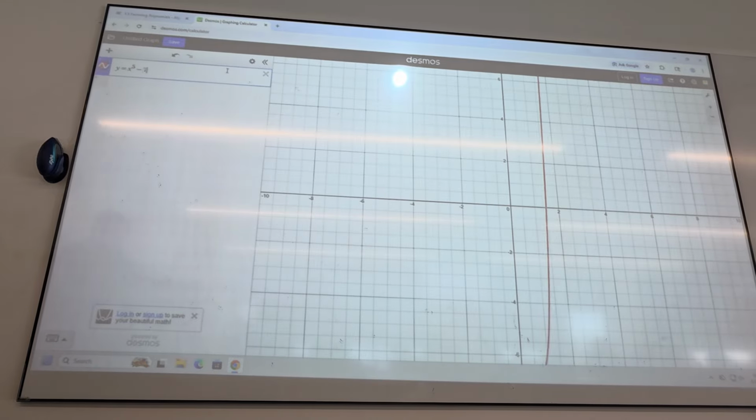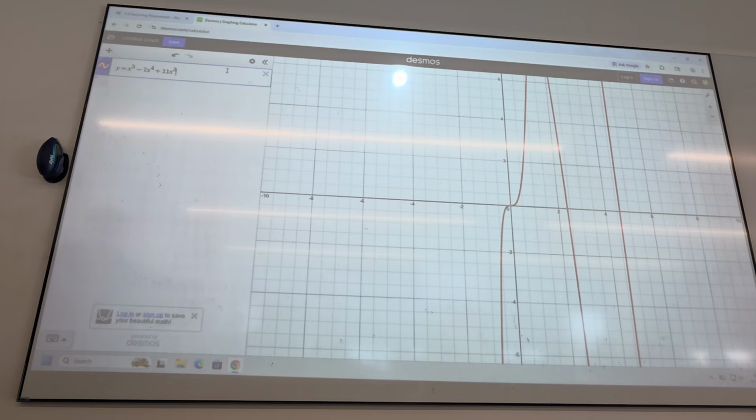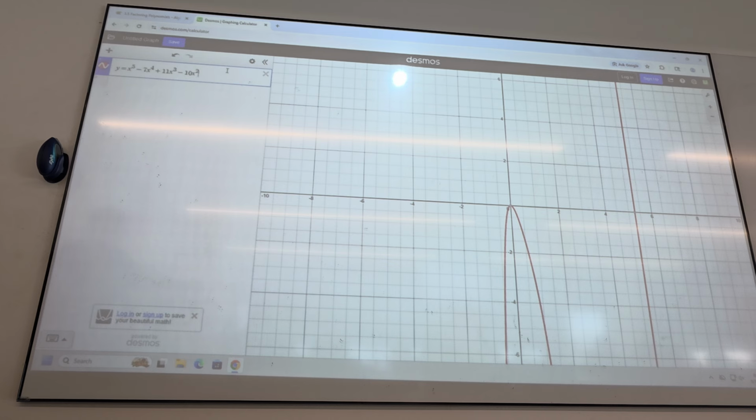Minus 7x to the 4th. Plus 11x cubed. Minus 10x. Oh, I didn't do a negative 10x squared. I did a negative 10x. That sounds better.